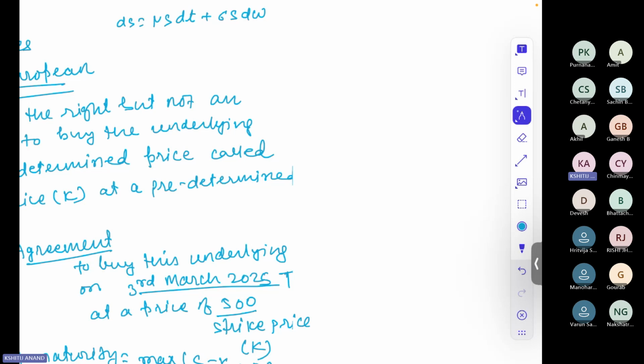dS is the change in stock price, so it will be in currency, your unit. This term should also be in that unit, which means your mu dt should be unitless. If your mu is per annum, that means percentage per year, then your dt should be in years. Please keep this in mind. Many times I have seen people making mistakes here. So mu and dt should be coherent in their units.